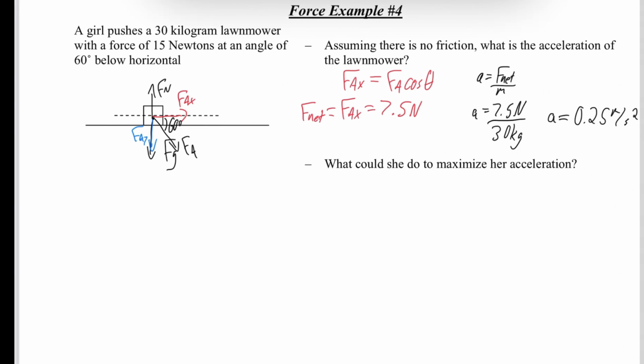All right, so now we have another question right here. What could she do to maximize her acceleration? As we mentioned before, if we continue to decrease our angle, bring it more towards the horizontal, then our acceleration should increase. So in order to maximize her acceleration, she needs to push parallel to the ground.